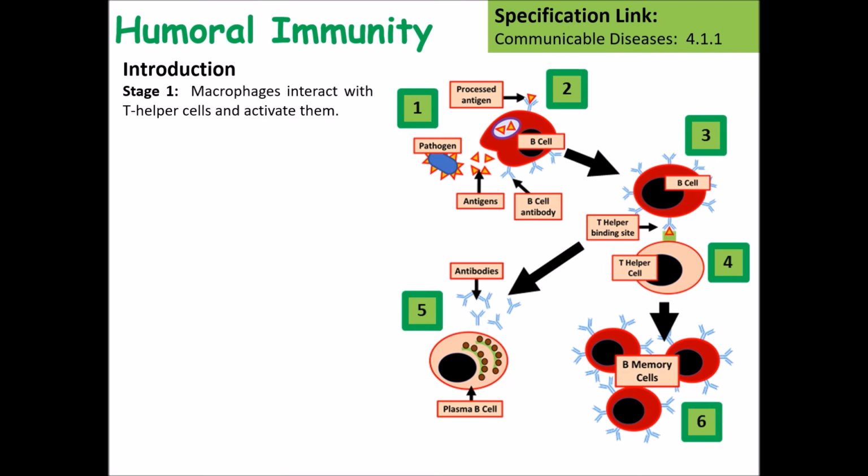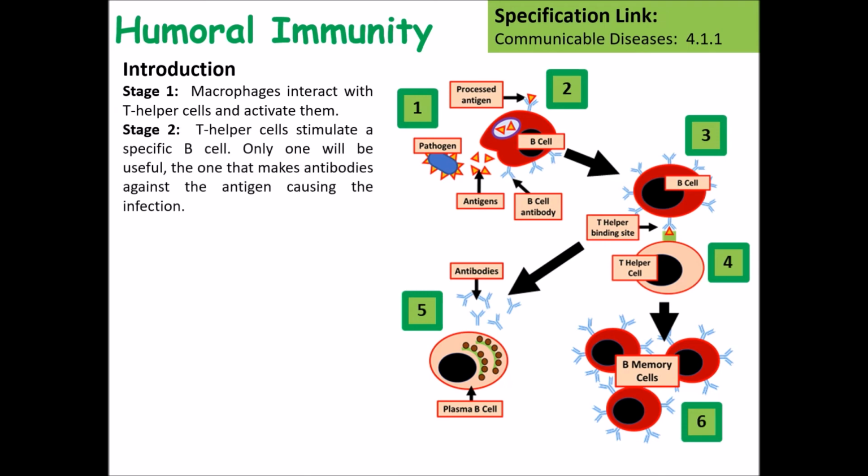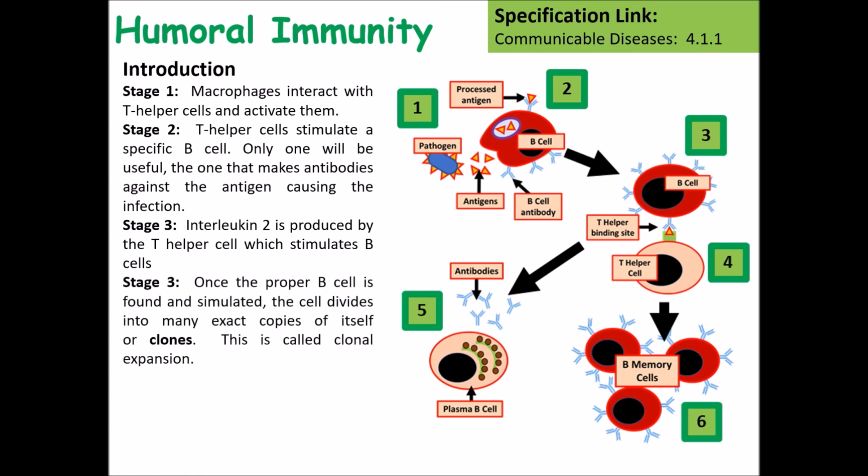If we're going to run through the process again, macrophages will interact with T helper cells, which causes them to be activated. The T helper cells stimulate specific B cells. Only one will be useful, and that is the one that will make antibodies against the antigen causing the infection. Interleukin 2 is produced by the T helper cell, which stimulates the B cells. Once the proper B cell is found, it is stimulated and divides into many exact copies of itself called clones. This is the process of clonal expansion.